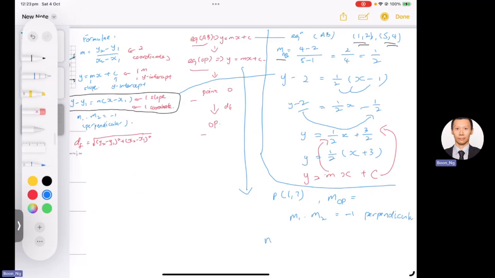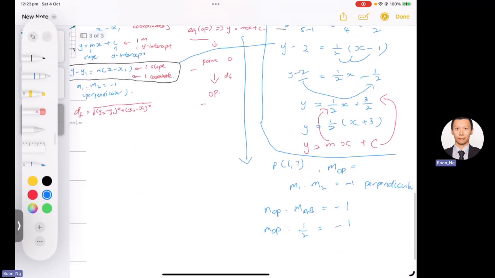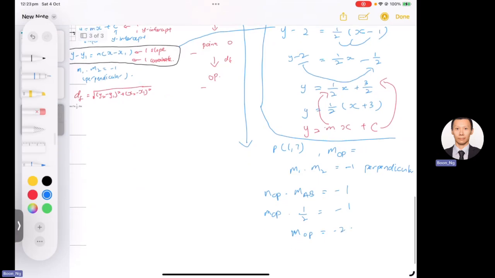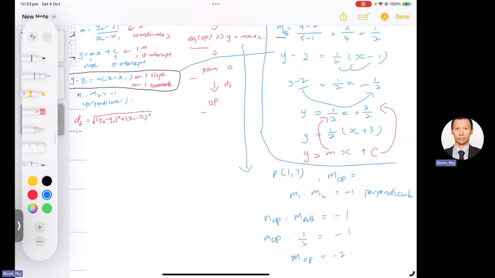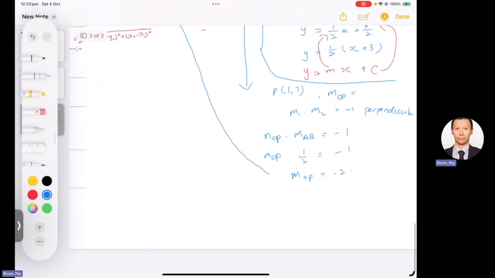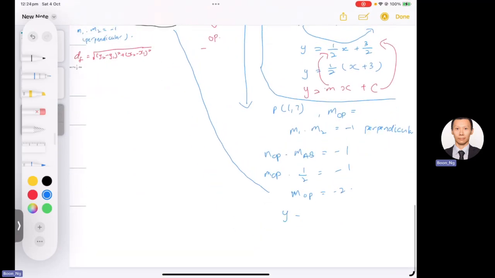So M_OP times M_AB will also be -1. We know that M_AB is 1 over 2, so M_OP would therefore be -2. We use exactly the same formula, this one here. So y minus 7 equals -2 times x minus 1. Do exactly the same, -2x plus 2.